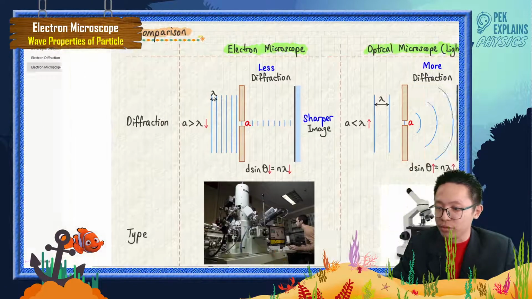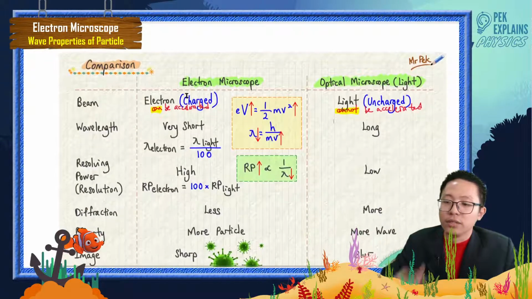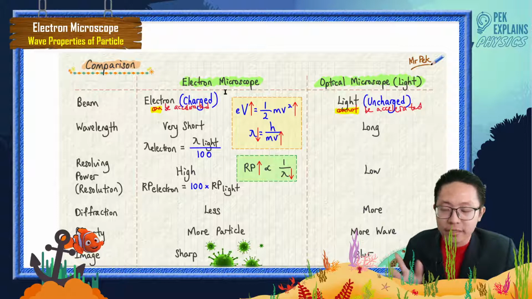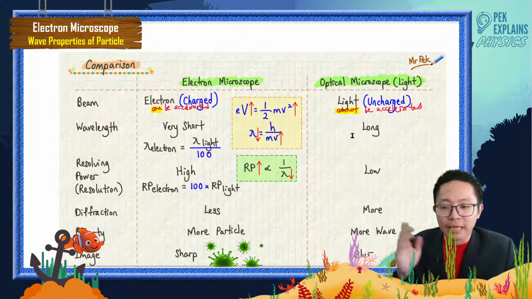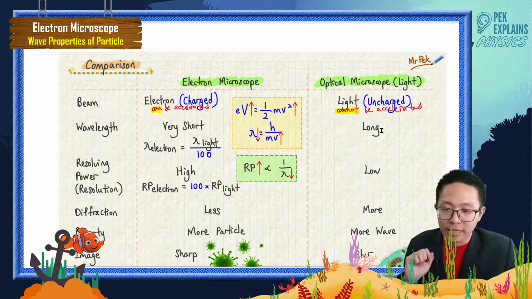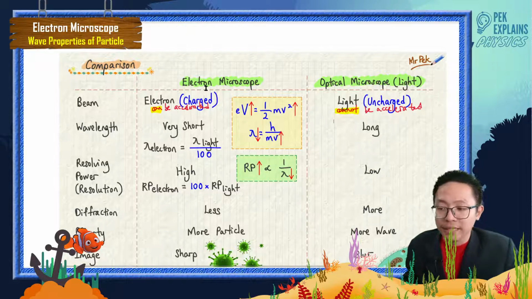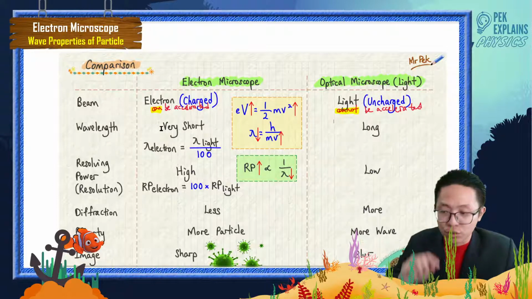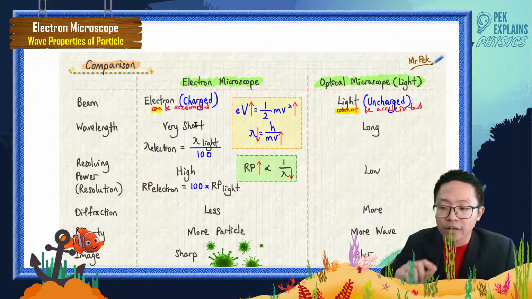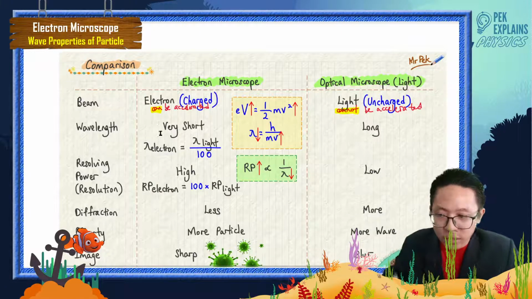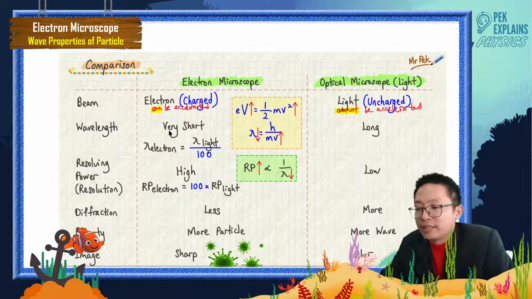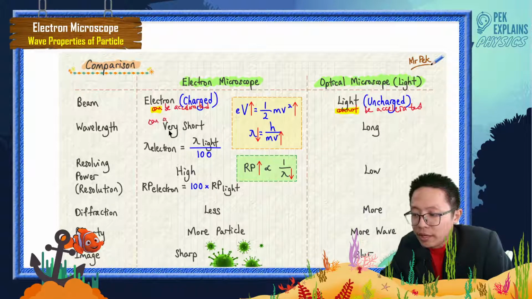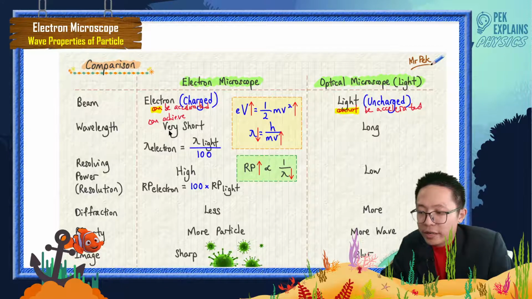Go back to this electron microscope. So the difference between electron and the light is electron is a charged particle which can be accelerated, but light is uncharged particle which cannot be accelerated. And light normally has very long wavelength. But the electron wavelength can become very short. What I can say is not that electron naturally has very short wavelength. What I can say, it can achieve very short wavelength.